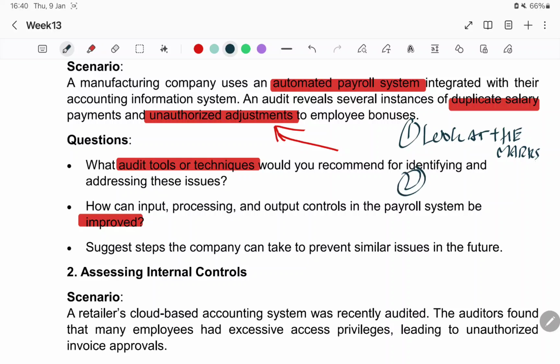The question will specify one or two. And then the question will specify for you to recommend the internal control for two of the threats that you identify. Follow the questions.